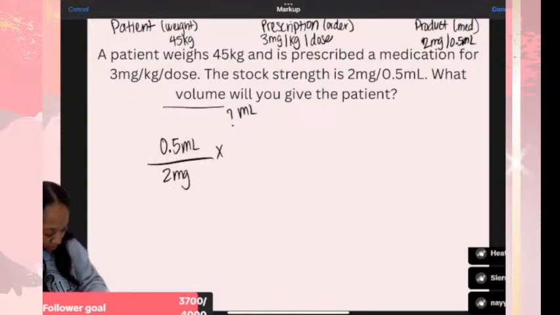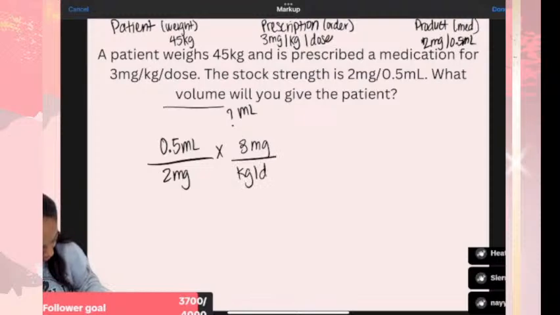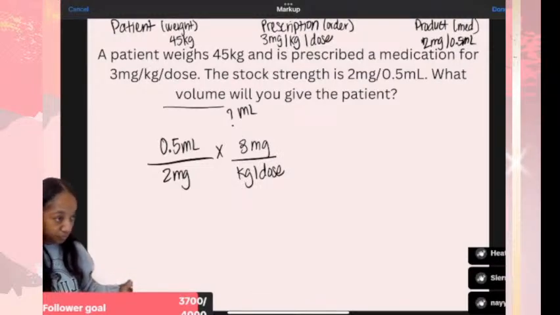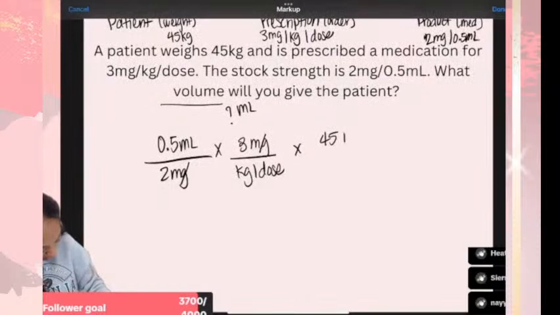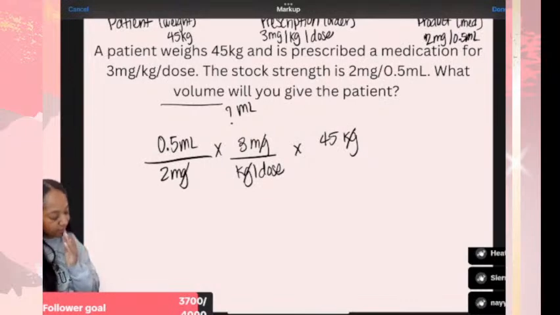Now I'll go to my middle P, which is my order. And it's in milligrams, so we don't need to put a conversion. So 3 milligrams per kg per dose. Okay, we see our milligrams crossed out. Now we have our last P, which is the weight. And it's already given to us in kilograms, so you don't need a conversion. You can just put your kilograms right there. 45 kgs. And your kgs crossed out, and you're left with milliliters per dose.